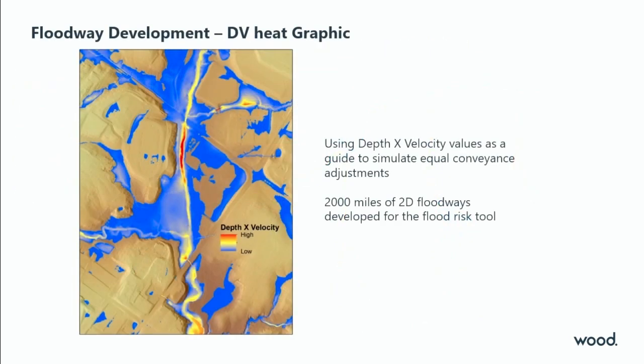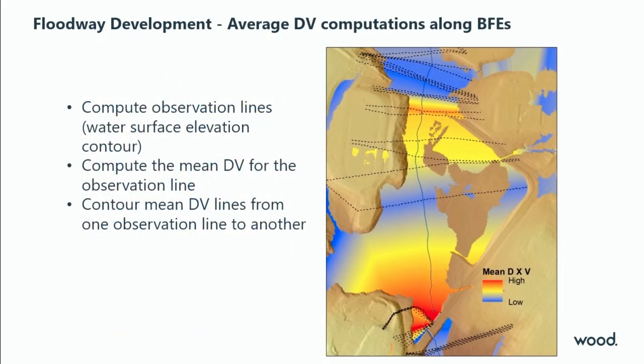This is the beginning of a walkthrough of our floodway development process. We use a process that follows the depth times velocity process. We've done this for approximately 2,000 miles of 2D floodways. We do the depth velocity computations, and we create our observation lines across our water surface elevation contours, and then we compute a mean depth velocity for that observation line.